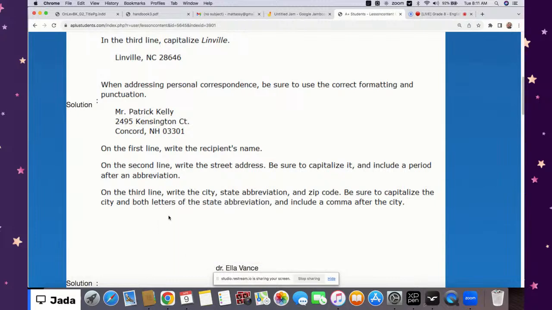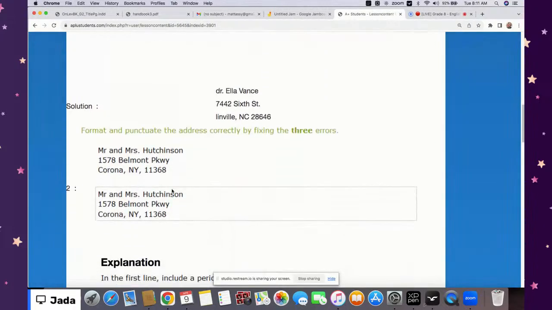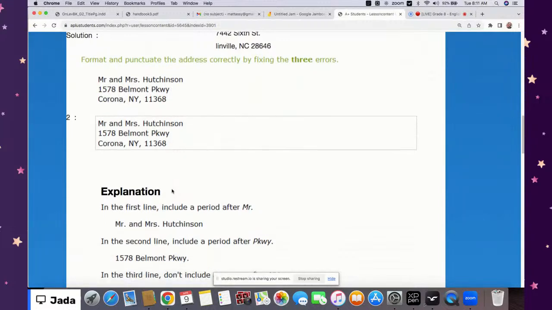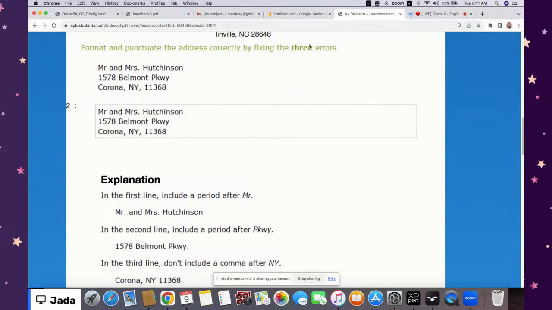So let's have some more examples before we move on to the test. Now, format and portray the address correctly by fixing the three errors. There are three errors here, and of course, we do not know what the errors are, so we have to look carefully. Mr. and Mrs. Hutchinson. This is the street, and what's the mistake?